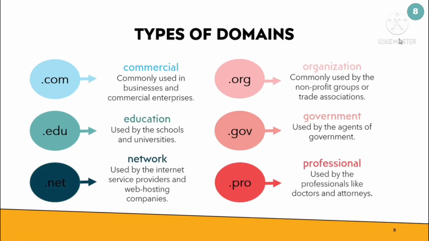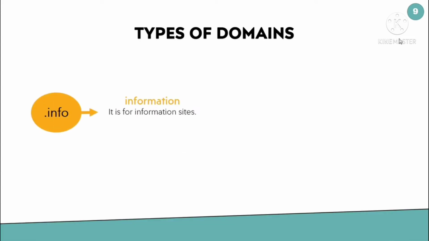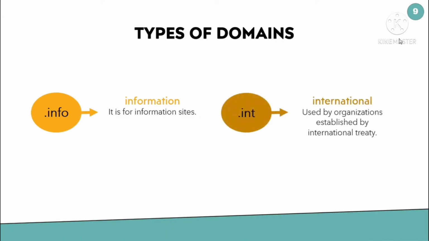.pro for professionals, and it is used by professionals, of course, like doctors and attorneys. .info for information. It is for information sites. And lastly, .int for international, and it is used by organizations established by international treaty.